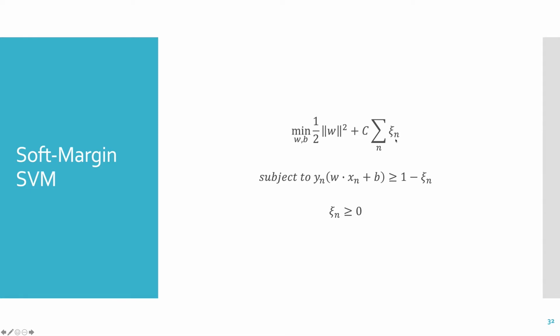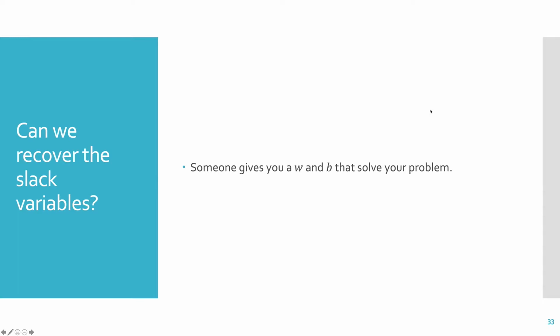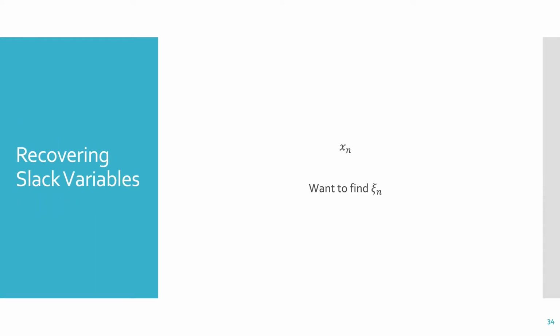That is minimizing errors. Let's say that someone gives us a W and B that solve this problem, and they forget to give us the slack variables. Can we recover them? Yes. Let's look at a positive example, xn, and let's find xi n. So we have a sample that's labeled as a positive class, and we want to find what the slack variable is for that particular sample.